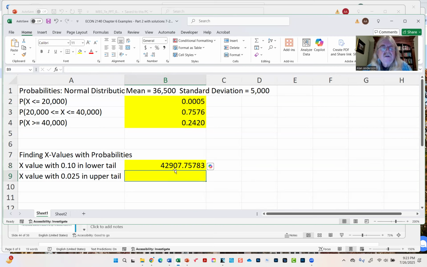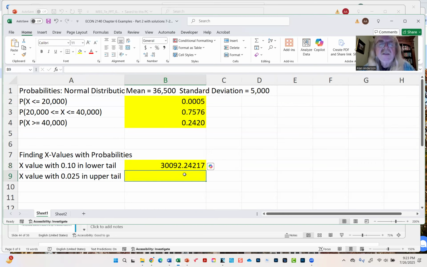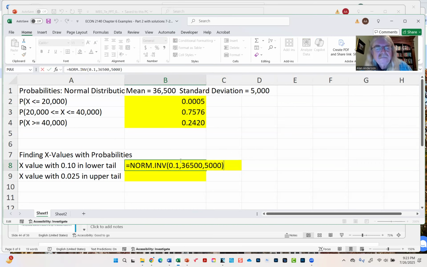This one is, oh, look, I did it again. I misread it. This says 10% lower tail. So we change this to not 0.9, but 0.1. That's better. Okay. Yeah, so I didn't read it carefully enough. It was 10% in the lower tail, so this is 0.1.